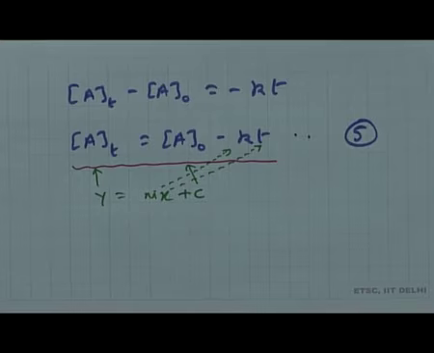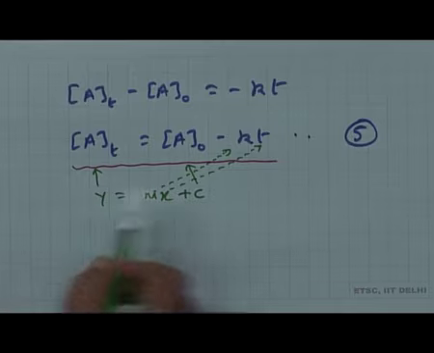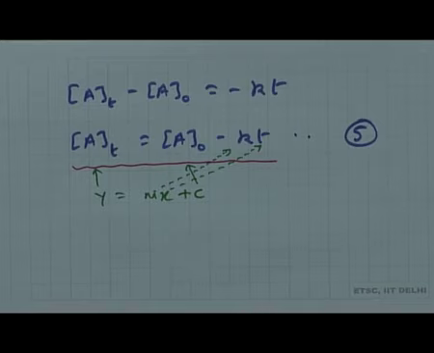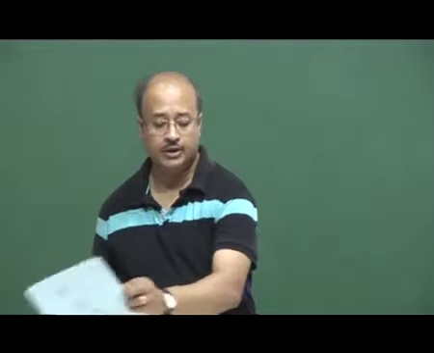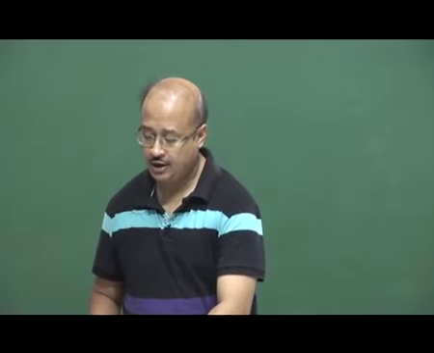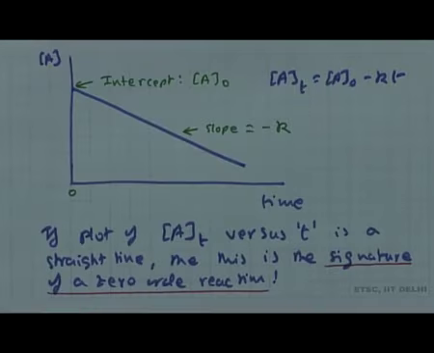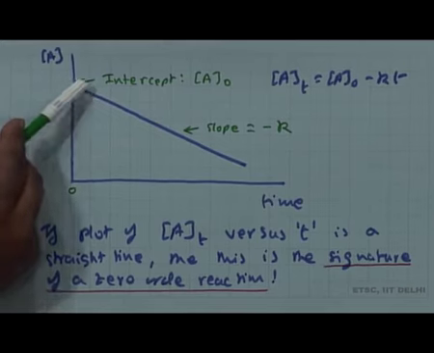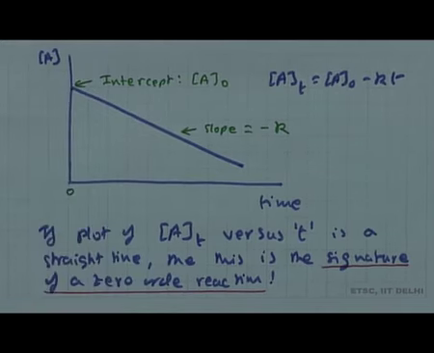What does this mean? What it means is that if you plot the concentration of A at a given time versus time, you will be getting a straight line, because this is an equation of the type y is equal to mx plus c, and the plot would have a negative slope, because your slope in this case is minus k. So, this is what we plotted last time. As you can see, the intercept would be A naught and the slope is minus k.